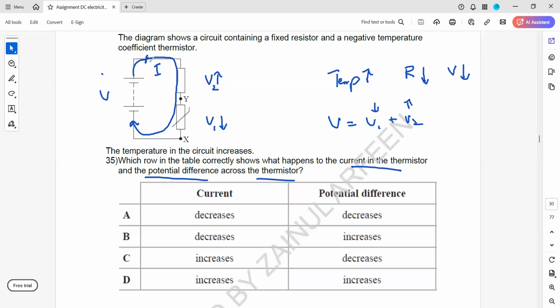And what about the current in the circuit? This one has a fixed resistance and the resistance of the thermistor is decreasing. As they're connected in series, the combined resistance is R1 plus R2. R2 is not changing, R1 is decreasing, so the combined resistance will also decrease. And if the combined resistance decreases, the current will increase. So the current will increase in the circuit and the potential across the thermistor decreases. So C will be the right answer.